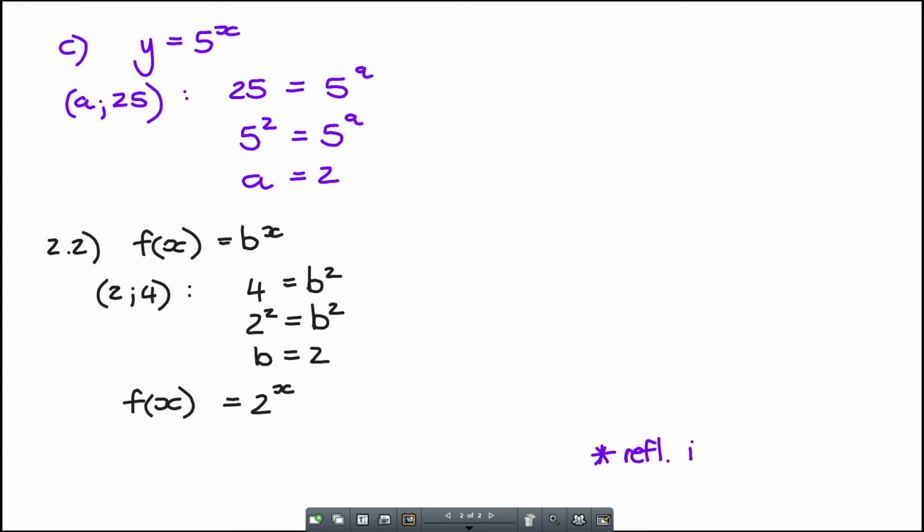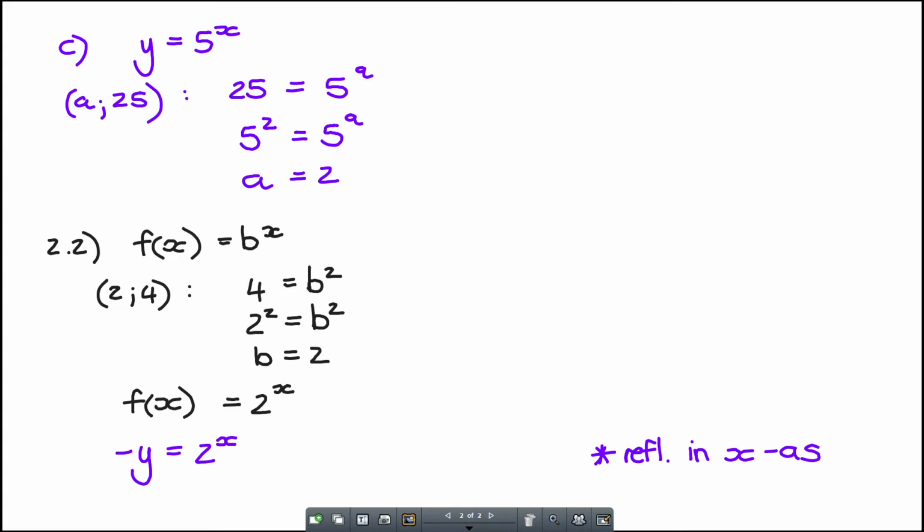Refleksie in die x-as. Wat beteken my y-waarde gaan nou, en dis kom ek nou vir g(x) uitgeveeg, gaan raak minus y. Is julle by daarso? Nee?